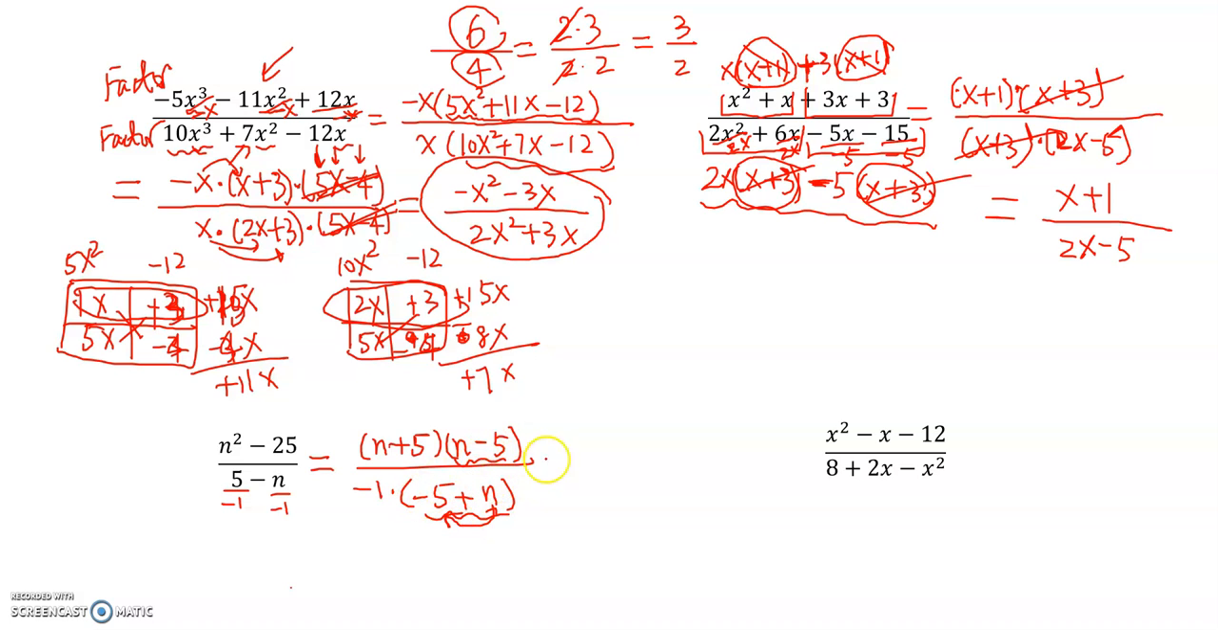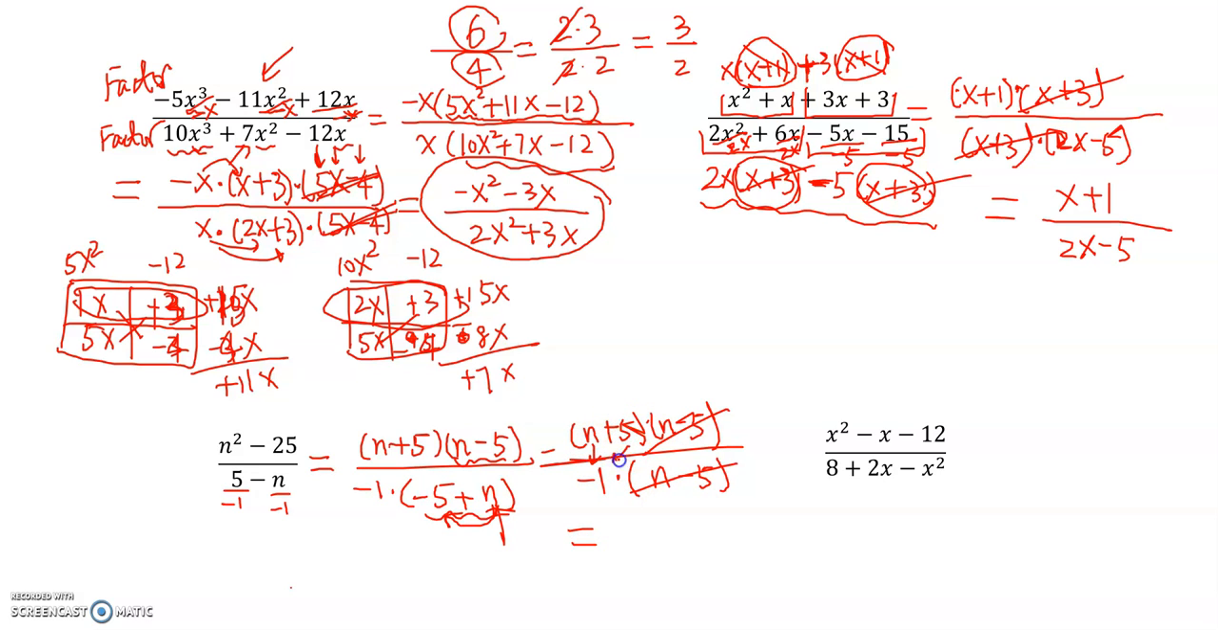So these two, they match. So maybe I can write one more step so you can see they match. So it will be negative 1 times, put an n first, n minus 5. And n minus 5 cancels n minus 5 because they are both factors. So we're left with n plus 5 divided by negative 1.